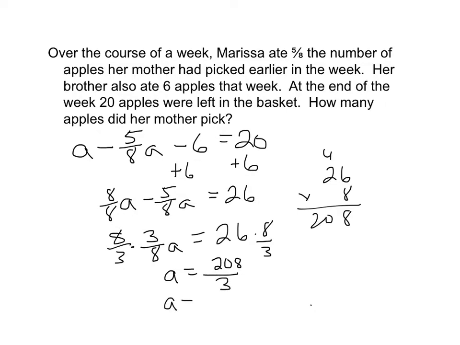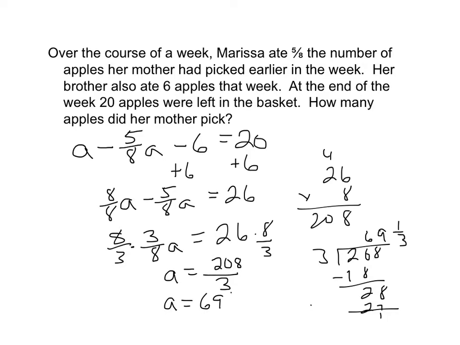And this is what I meant about the weird answer, because 208 is not evenly divided by 3. 3 goes into 20 6 times, which would be 18, with 2 left over. 3 goes into 28 9 times, which would be 27, with 1 left over. So it's 69 1/3. So we would say that her mom picked around 69 1/3 apples, although we know we can't actually pick 1/3 of an apple. And that's why I was saying that you're going to get kind of a weird answer for this one.